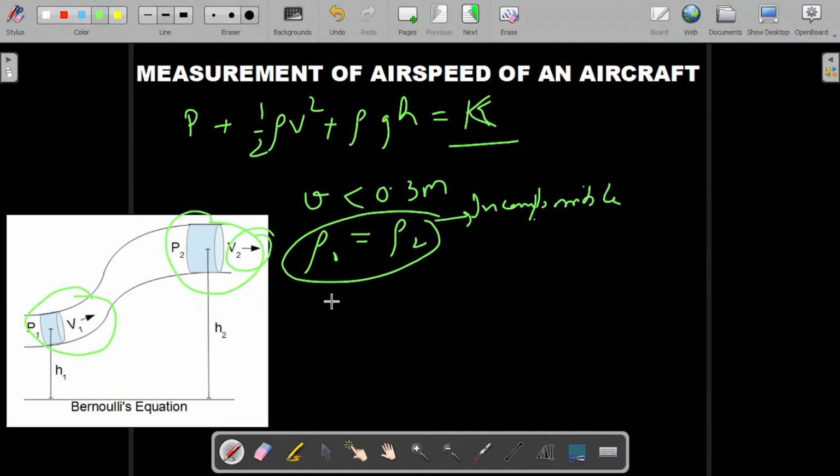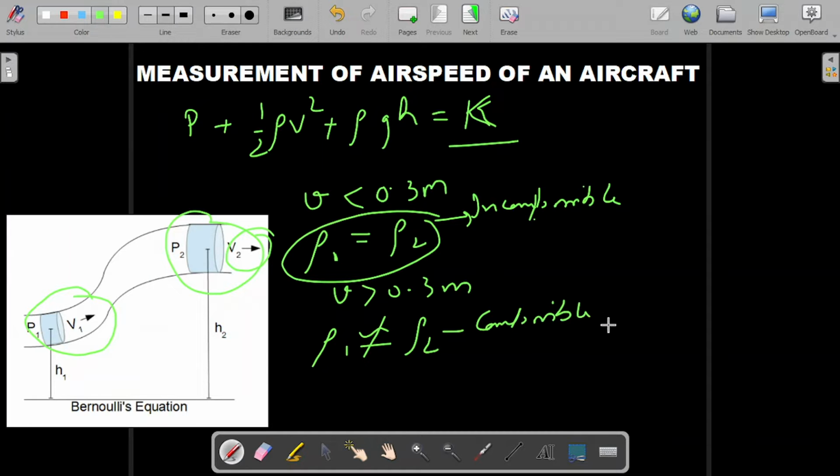If the velocity is greater than 0.3 Mach, there will definitely be a density change because of the friction between the fluid layers, and the density at point 1 will not be equal to the density at point 2, and they are known as compressible fluid.